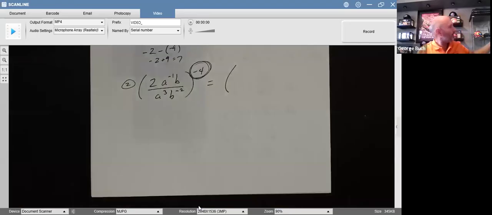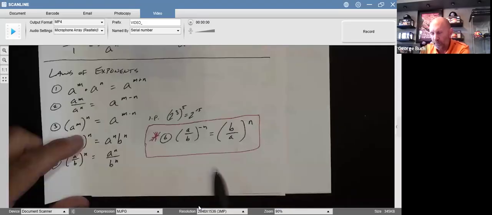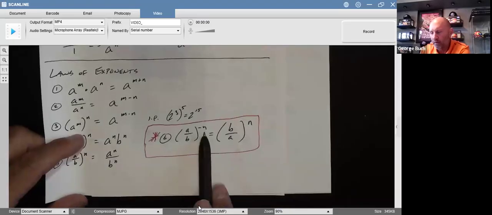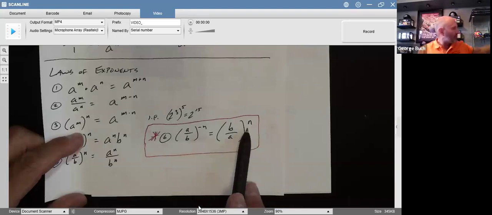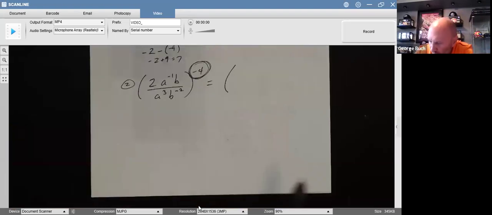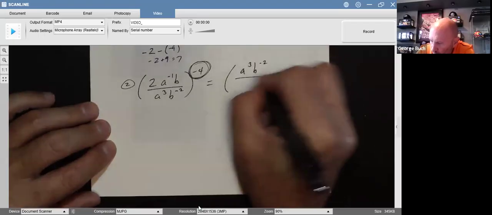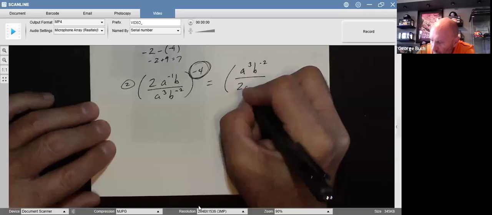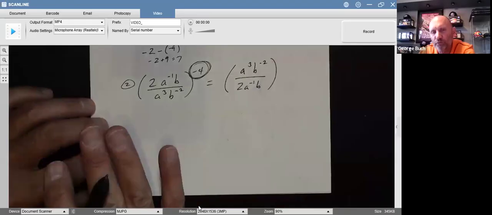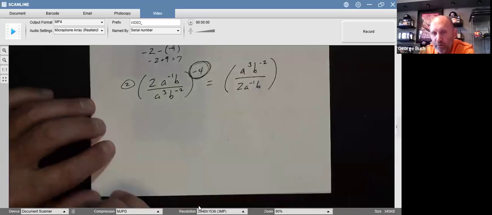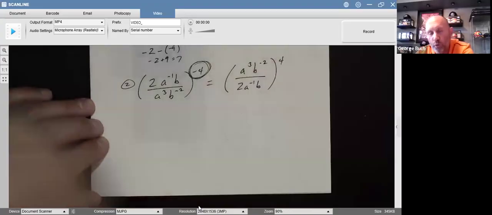Let me pull up the paper here. Sorry, rule number 6. Rule number 6, when I have a negative exponent on the outside, flip what's inside and the exponent becomes positive. So that's what I'm going to do here. Flip what's inside. So a to the third, b to the minus 2, over 2, a to the minus 1, b. You notice I didn't change any pluses or minuses inside. All I did was make the numerator the denominator and the denominator the numerator. And then make this exponent positive, so 4.